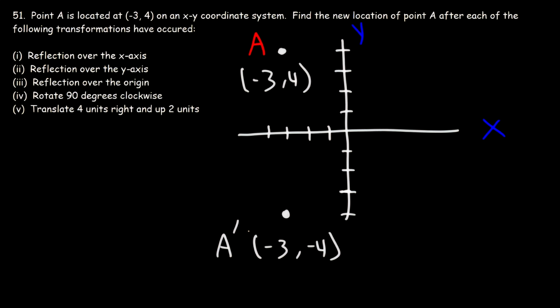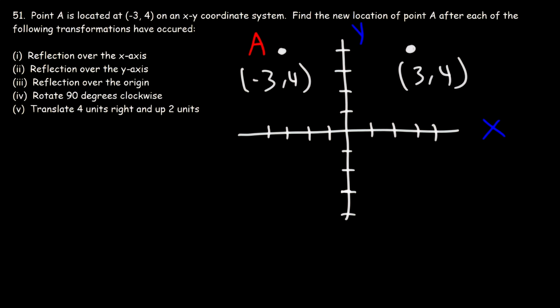Now what about part 2? Reflection over the y-axis. In this case, it's going to move in this direction. So this time, the y value will stay the same, but the x value will change. So this is our new A value. Now what about reflection over the origin? It's going to go towards this quadrant. Both x and y are going to change. So x is going to be +3, but y is going to be -4. So it's 3, -4. And that's going to be the new A value when it's reflected over the origin.